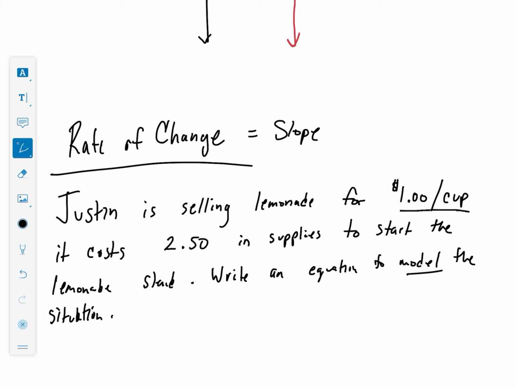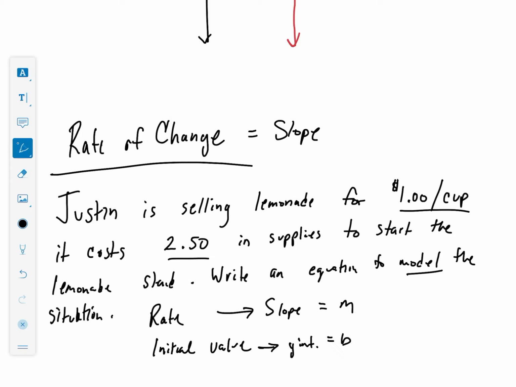Now, every one of these problems has two bits of information. It has your rate and it has your initial value. Your rate is another word for slope. Your initial value is another word for your y-intercept. Your m and your b in your slope-intercept equation of y equals mx plus b.